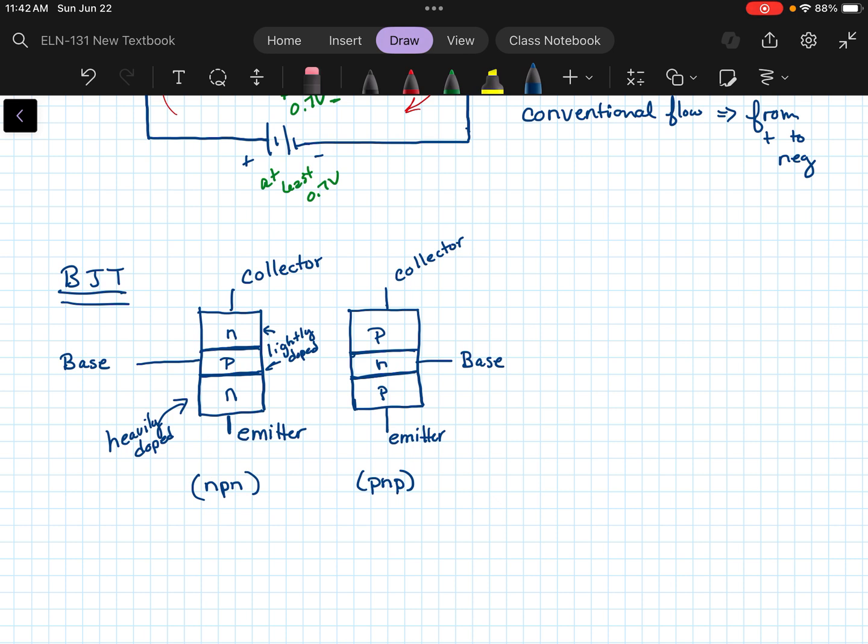Okay, so what are these junctions that we have? Let's identify those. First of all, the junction here between the base and the collector, that is the base collector junction.